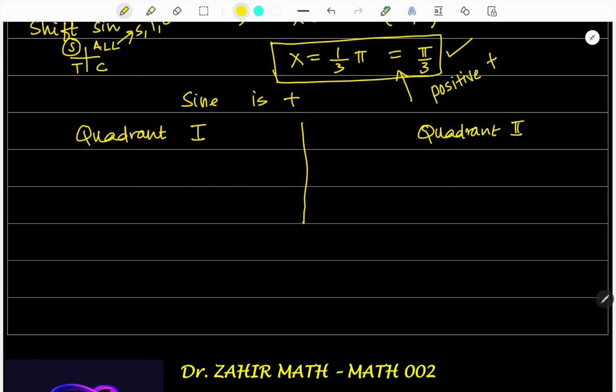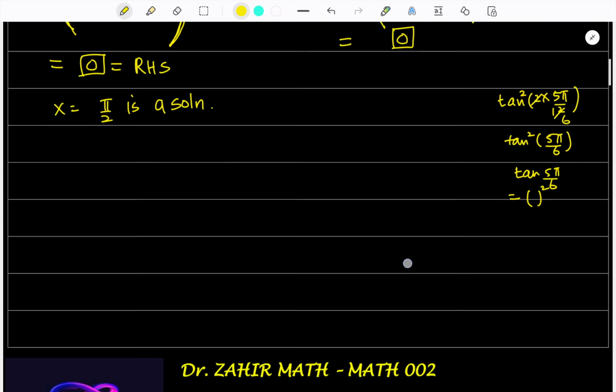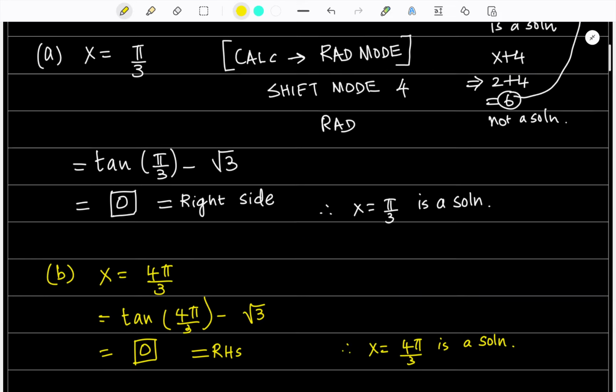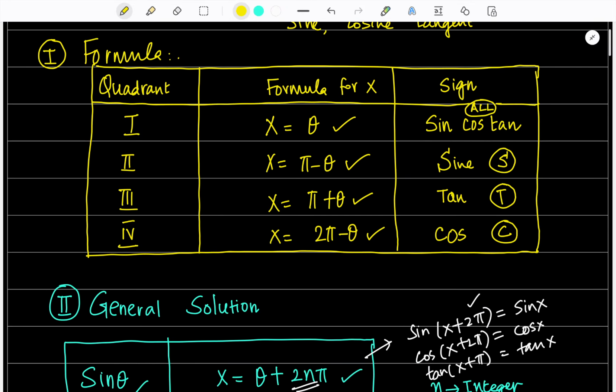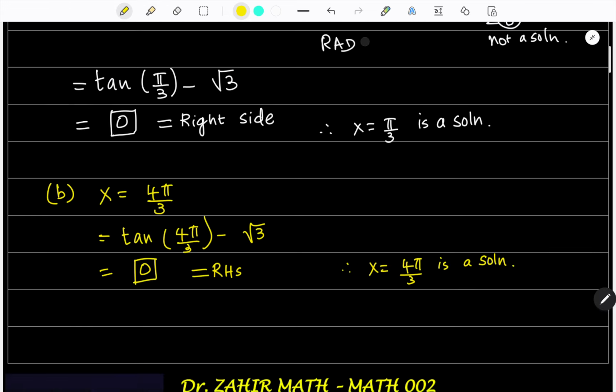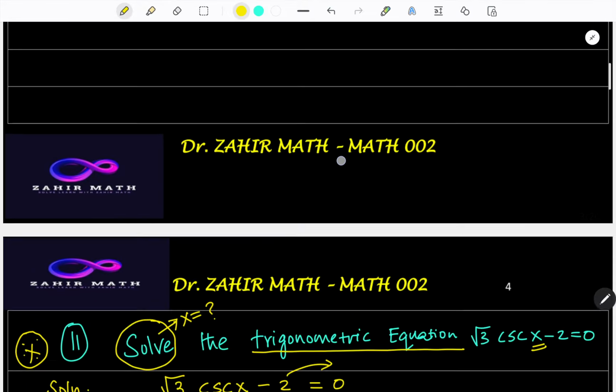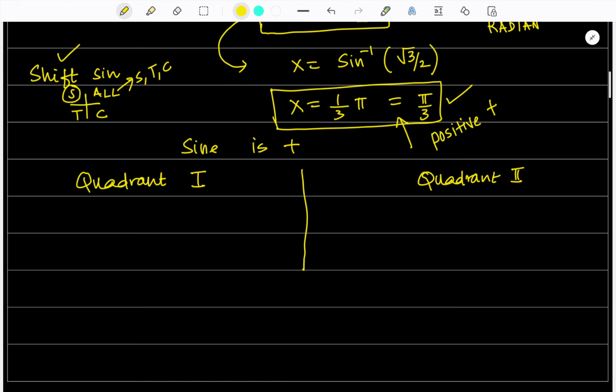Okay. In quadrant 1, what is the formula I gave you in the first formula sheet? You can see that on the first page I gave you the formulas. So quadrant 1, x equals theta, pi minus theta, pi plus theta, 2 pi minus theta. Remember this formula. So where is sine positive? In quadrant 1 and quadrant 2. So in the first quadrant, the formula is x equals theta.